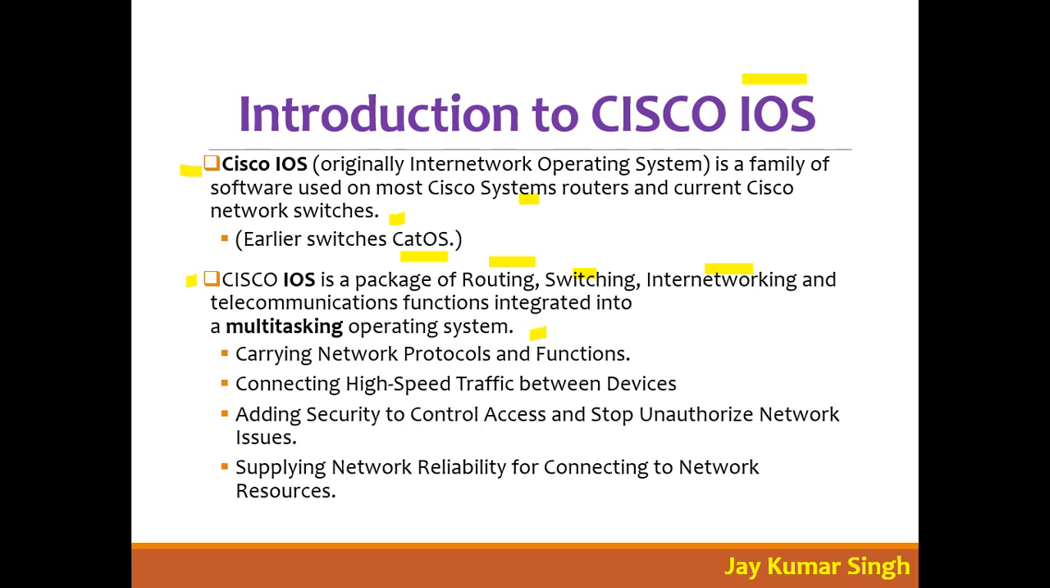Now, what are the additional functions provided by this Cisco IOS, the Cisco operating system? It is used to carry the network protocols and functions, connecting high speed traffic between the devices, adding security to control access and stop unauthorized network access or errors, and it can give you the logs. It supplies network reliability and connection to the network resources, so it will help you to connect and communicate with other devices in the network.